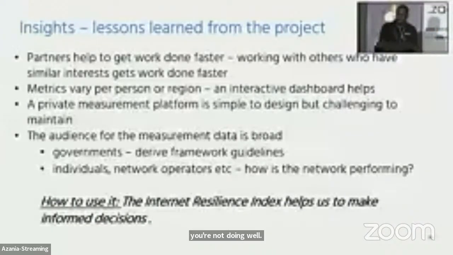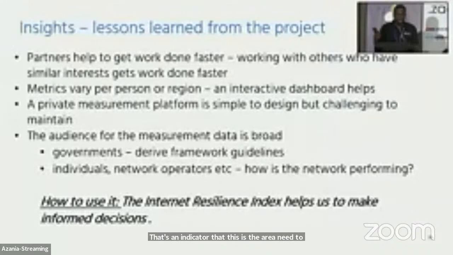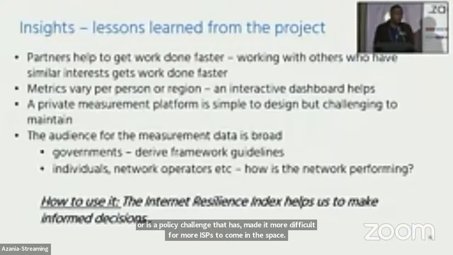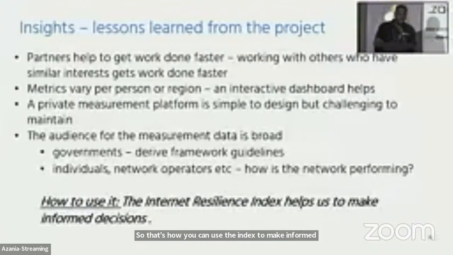So for example, if you're doing poorly on market resilience, it means there is a policy gap, or a policy challenge that has made it more difficult for more ISPs to come in the space. So that's how you can use the index to make informed decisions. If you're a network operator and you see your country is doing poorly on uplink speed, downlink speed, that's an indicator. That's an area you could improve for a better internet experience.